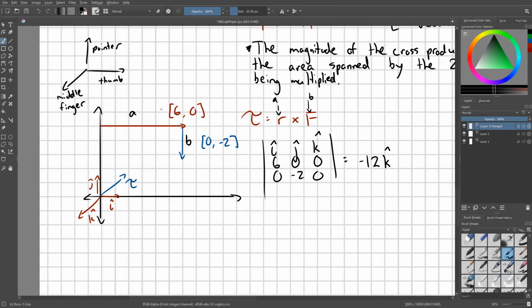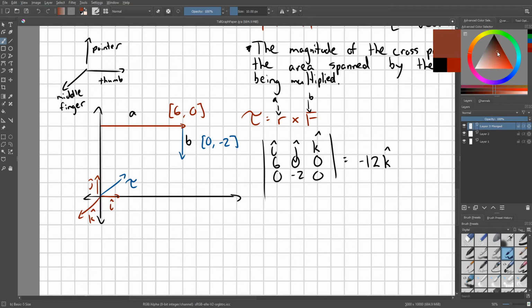Right? And so what you're going to do is you point your thumb in the direction of the A vector, and you point your pointer in the direction of the B vector. Wherever your middle finger sticks out, that is going to represent the direction of the cross product between A and B.